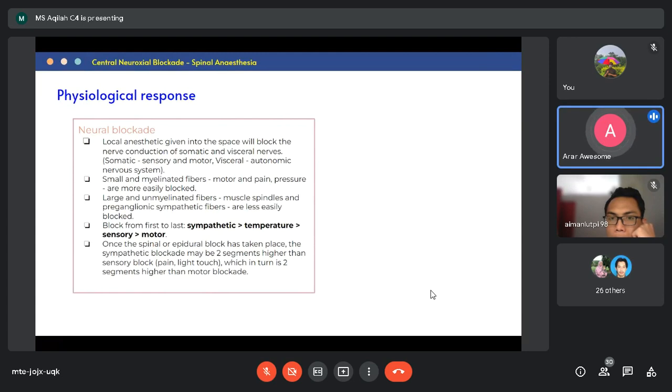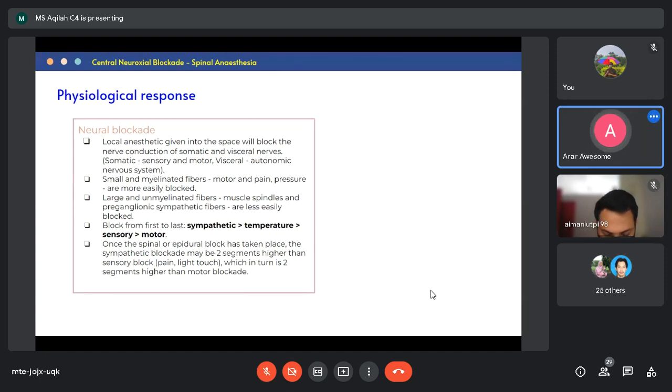Okay, we go to the physiological response that we get when we induce the spinal anesthesia. When we achieve neural blockade, we know that local anesthesia is given in the space that will block the nerve conduction of somatic and visceral nerve. Somatic will control sensory and motor, while visceral controls the autonomic nervous system. And the small myelinated fibers that control motor and pain, also pressure, are usually more easily blocked than the large myelinated fibers, for example, in the muscle spindle and the preganglionic sympathetic fiber.